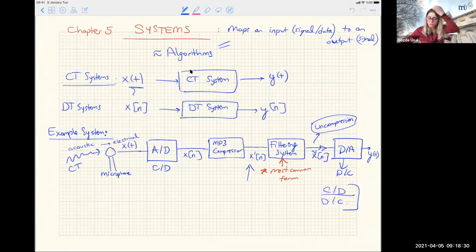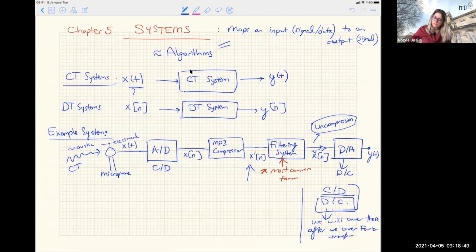We've seen already continuous to discrete, but we didn't see this. We will cover these notes after we cover the Fourier transform. Okay, so this is an example system which starts from a continuous time signal. Let's say what could happen here is you may go directly from the compressed signal to an uncompression, then to a discrete to analog converter.